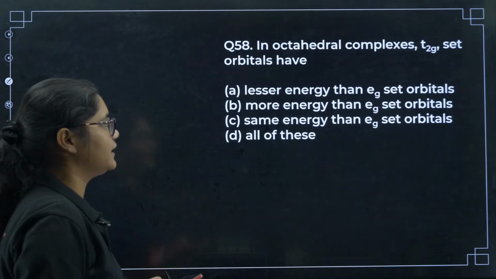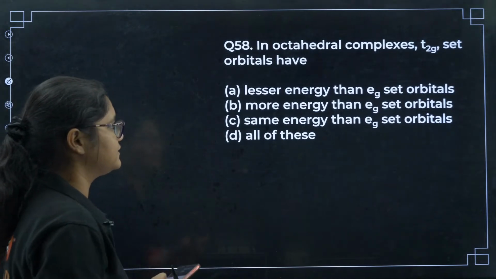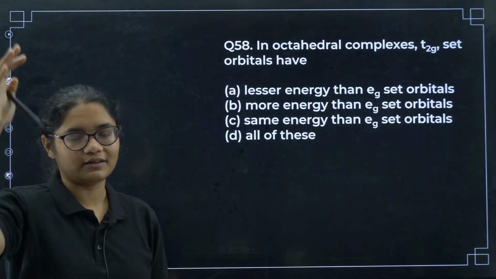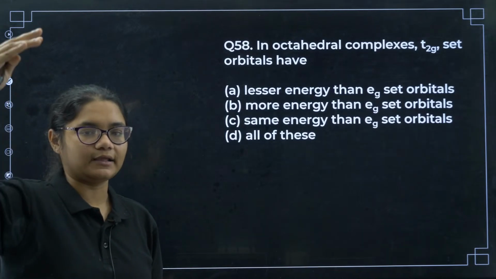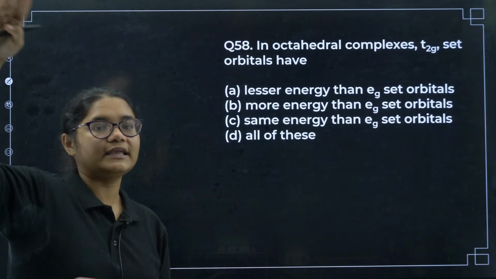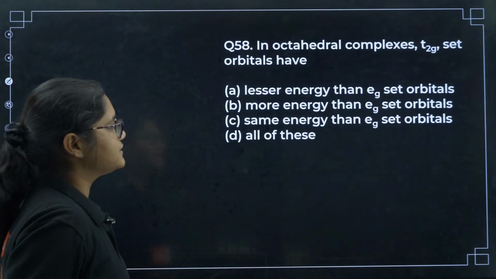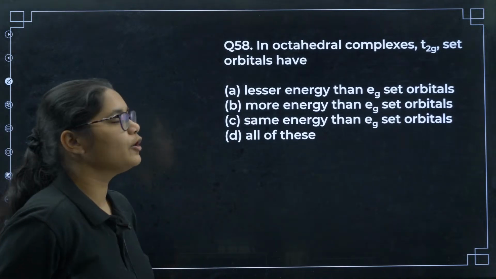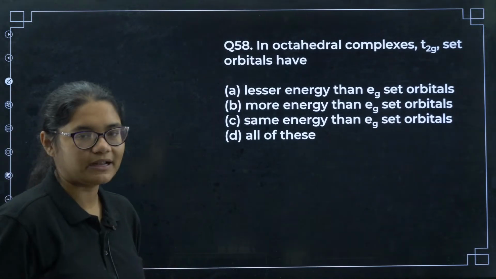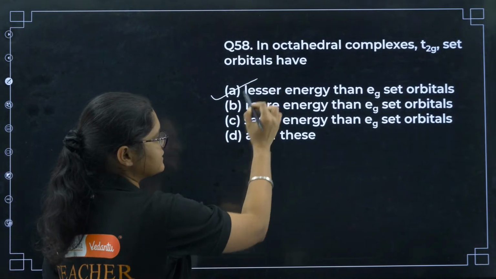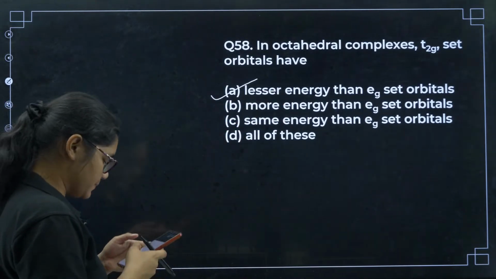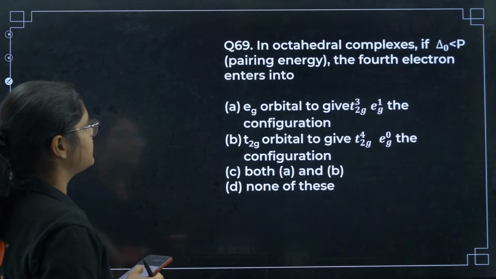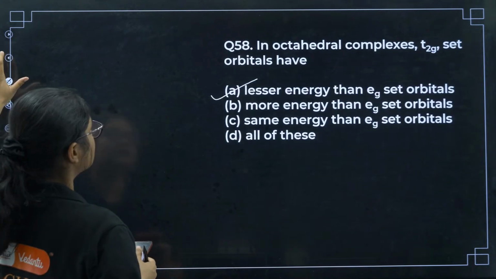Next, question number 58. In octahedral complexes, T2g set orbitals have lesser energy than the Eg set, more energy than the Eg set, same energy as the Eg set, or all of this. If you remember, d orbitals are there, and when octahedral comes, there is a splitting, right? T2g is at the bottom, Eg is at the top. So T2g will be at the lower level, so it has lesser energy than the Eg set orbitals. Yes, very good.